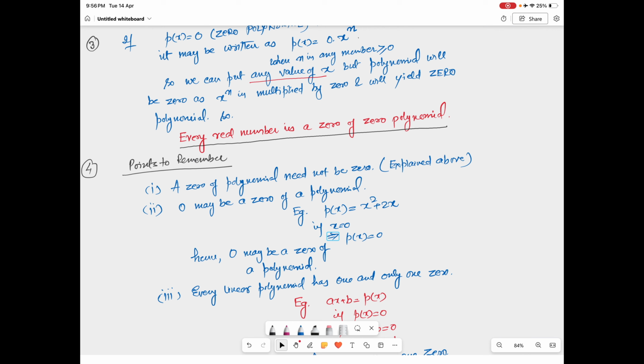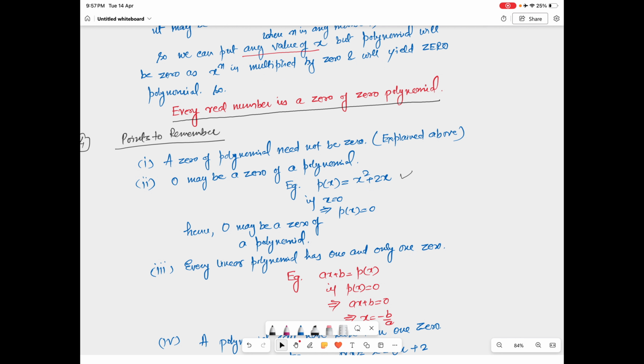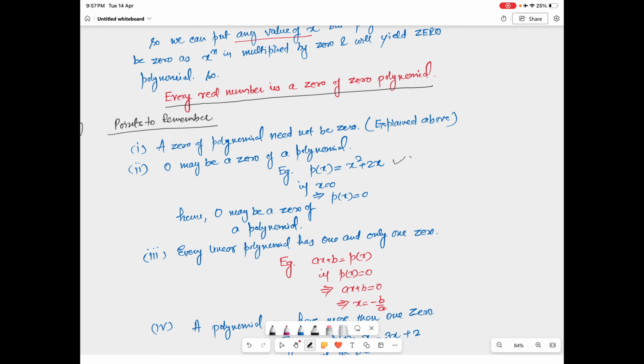The second point is, 0 may be a zero of a polynomial. Yes, 0 may be a zero. I will take one example. If I take a polynomial x square plus 2x, which has two terms, the degree is 2. If I put x is equal to 0, I get P(x) is equal to 0. Therefore, x is equal to 0 is a zero of the polynomial, because if we put the value 0, we get the value of the polynomial as 0. So it is possible that 0 may be a zero of a polynomial, as explained with an example.